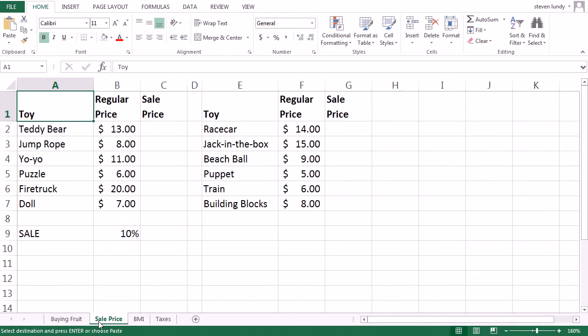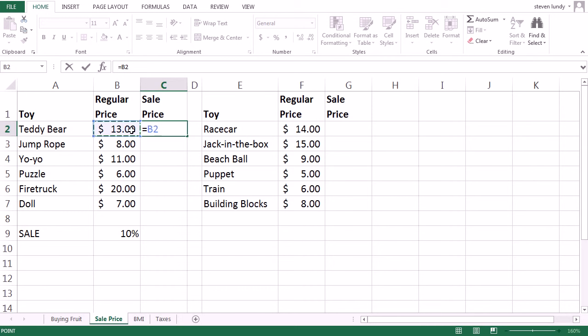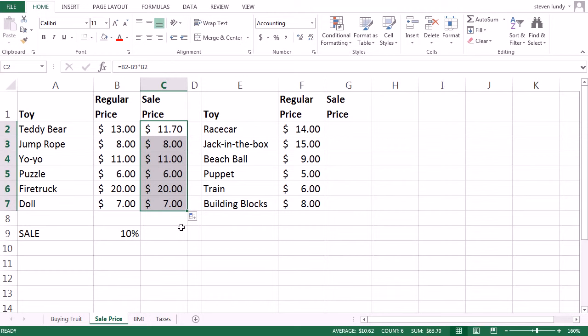In this next example, we want to calculate how much some toys will cost if they are on sale. The sale price is written down in cell B9. We can write a formula for this by subtracting the sale price of an item from the total price of an item. If we drag this formula down, it doesn't work.